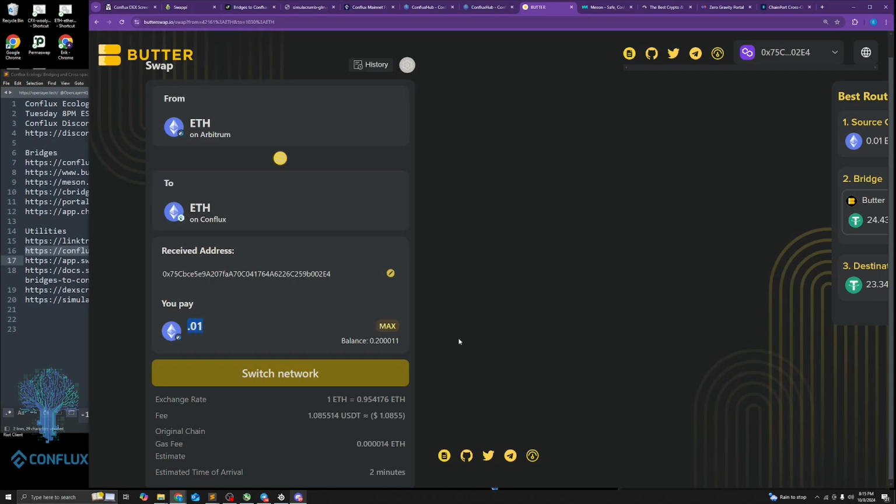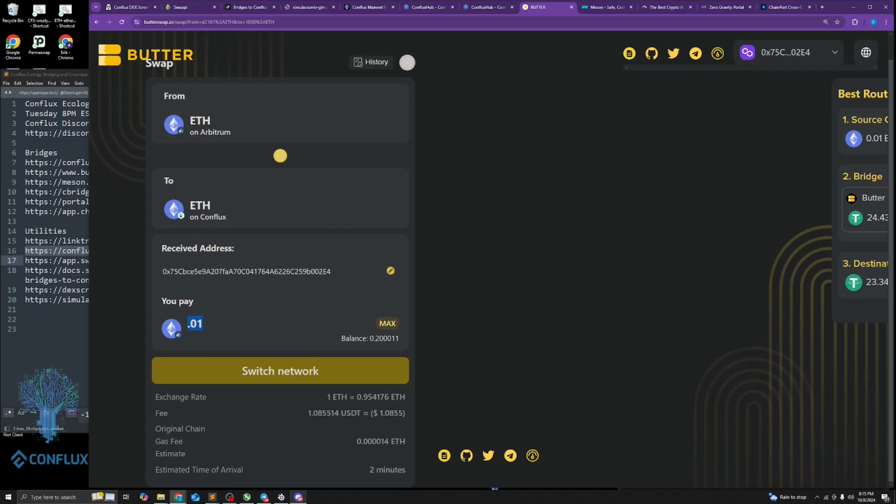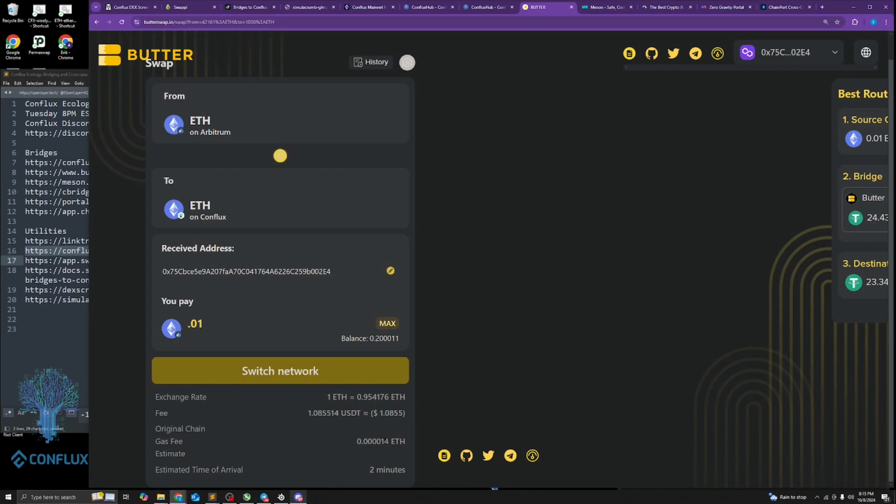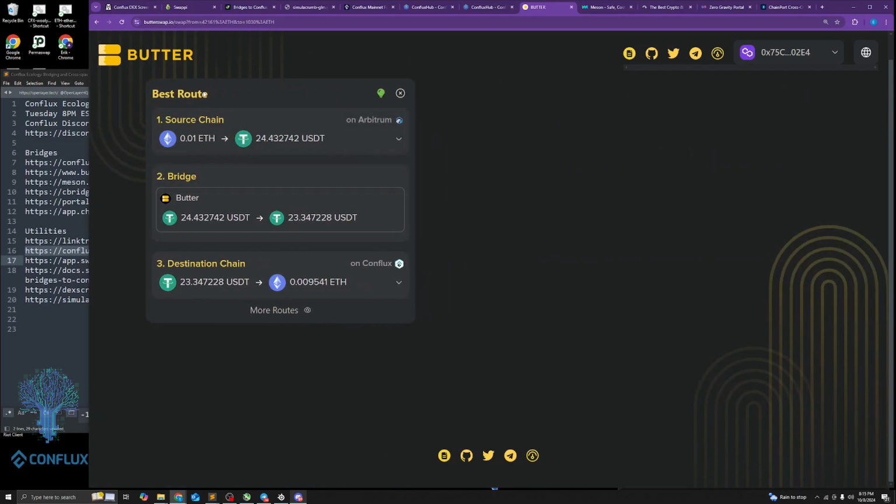I want 0.01. I'm going to pay $1 worth of fees. And the gas fee is essentially nothing. Very, very low. If I go over here, it'll tell me the actual route. So these are cool. You can actually see that it's going through USDT in this particular case. Sometimes it goes to their own coin, Mapo. But I go from this to pretty much 95% of what I paid for. Pretty cool.